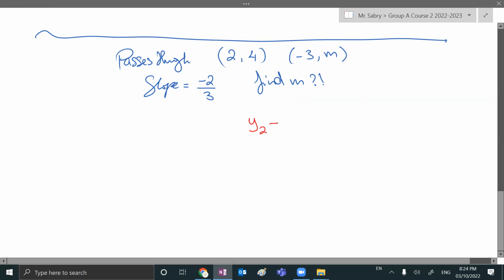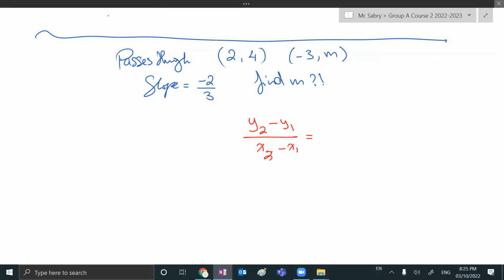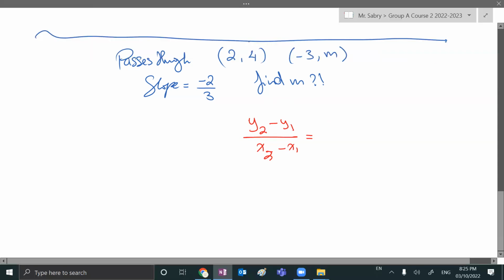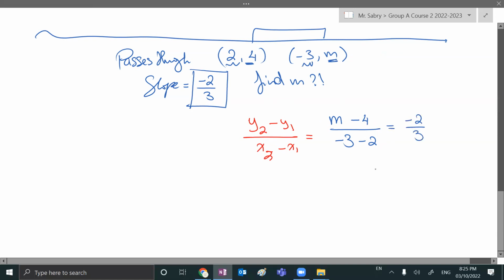Yes: y2 minus y1 over x2 minus x1. Yes, perfect. So whenever I see any 2 points and slope, I think of this rule right away. I substitute: if I want to calculate the slope of these 2 points, I do m, which is this y minus this y, which is 4, over negative 3, which is this x, minus this x, which is 2. Now they told me that the slope is supposed to be equal to negative 2 over 3. So this thing that I just calculated is supposed to be equal to negative 2 over 3.